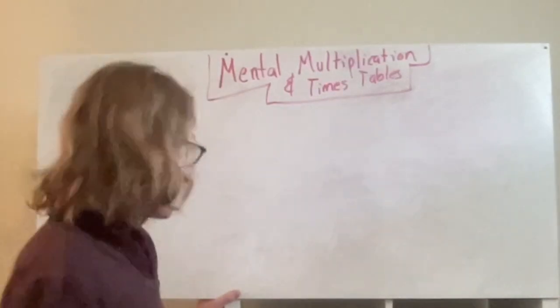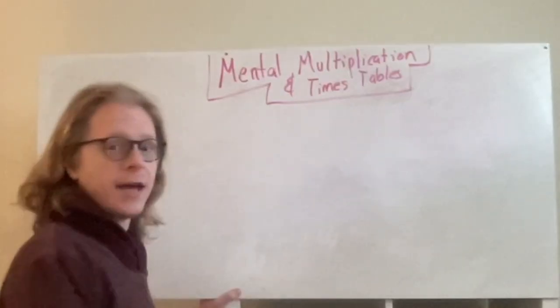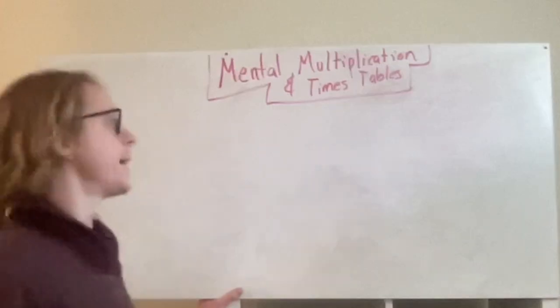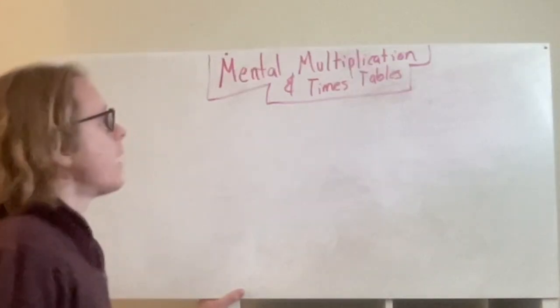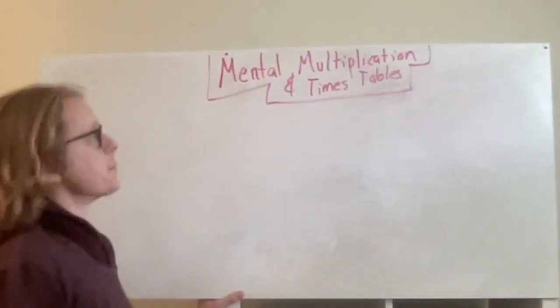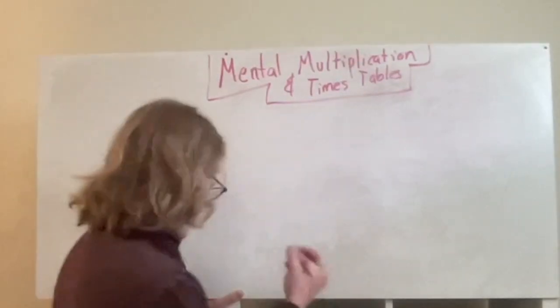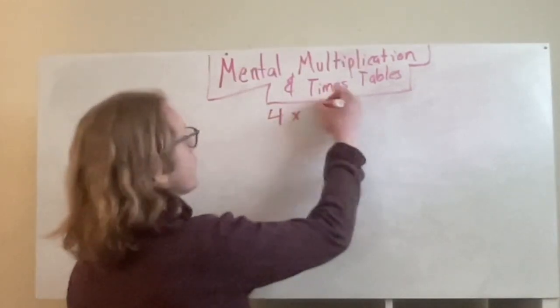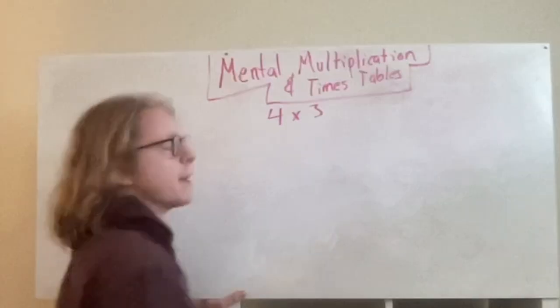All right, in this video, we're going to talk about mental multiplication and the times tables. Basically, how can we think about multiplication in our head, really understanding what it is, and how can we use that understanding to help us learn the times tables. So let's start by looking at a simple expression of multiplication, 4 times 3.